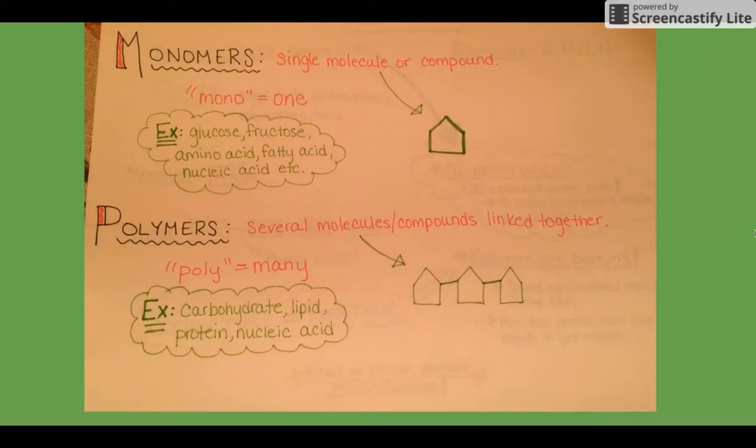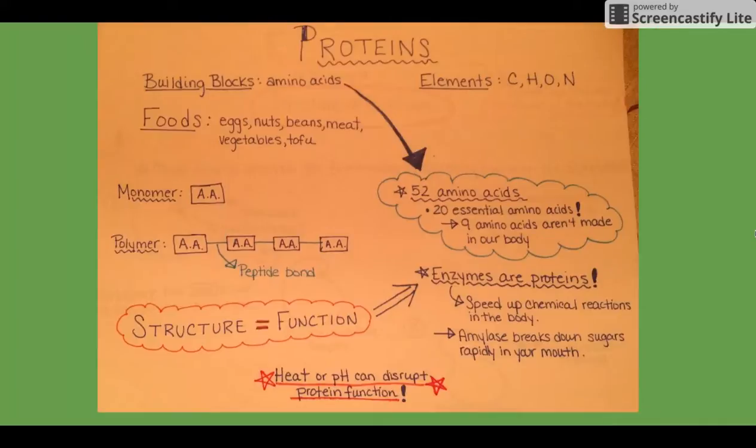So you should have this down, but if you need to stop and write anything else down, go ahead and do so. But remember, mono means one, poly means many. So if we start off first with proteins, remember the building blocks are amino acids, and that the main elements that are found in proteins are carbon, hydrogen, oxygen, and nitrogen. And nitrogen is that unique element that's only found in proteins.